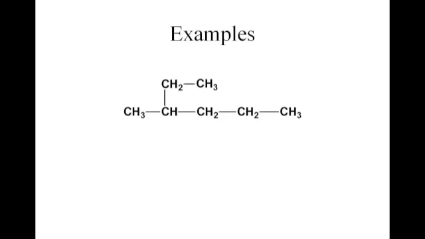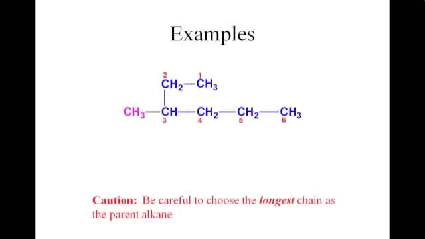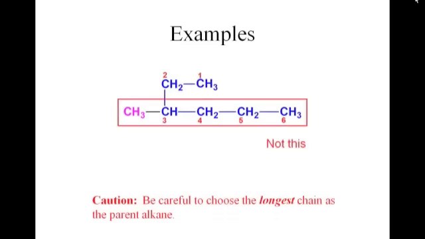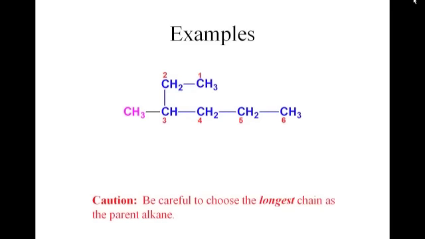Again, I want to identify my longest chain of continuous carbons. And you have to be very careful to choose the longest chain. It doesn't necessarily have to be the carbons that are all in a line. You don't number this set of carbons, because that would give you only 5 carbons, what I'm showing in this box. You number in the direction that I've shown here.